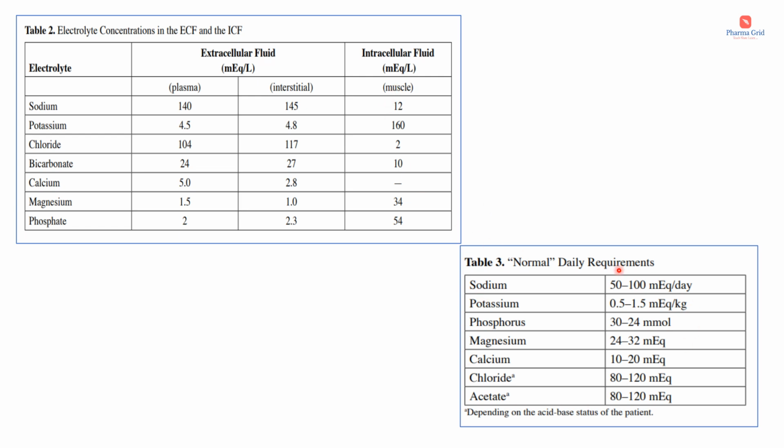Then here you can see the normal daily requirements of major electrolytes: sodium 50 to 100 milliequivalent per day, potassium 0.5 to 1.5 milliequivalent per kilogram, phosphorus 30 to 24 millimole, magnesium 24 to 32 milliequivalent, calcium 10 to 20 milliequivalent, chloride 80 to 120 milliequivalent, and acetate 80 to 120 milliequivalent. Okay, so you can refer to this slide in order to learn the electrolyte concentrations in the ECF and the ICF, as well as the normal daily requirements of these major electrolytes.